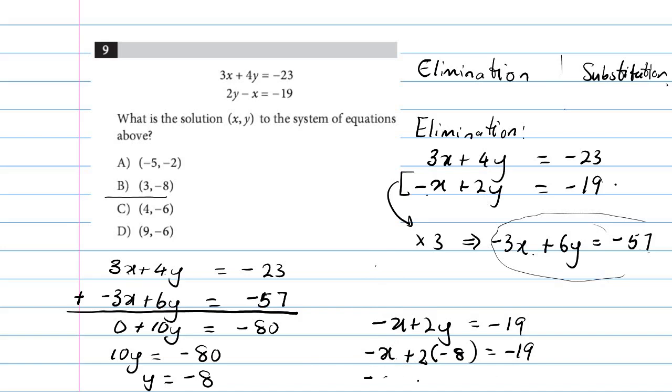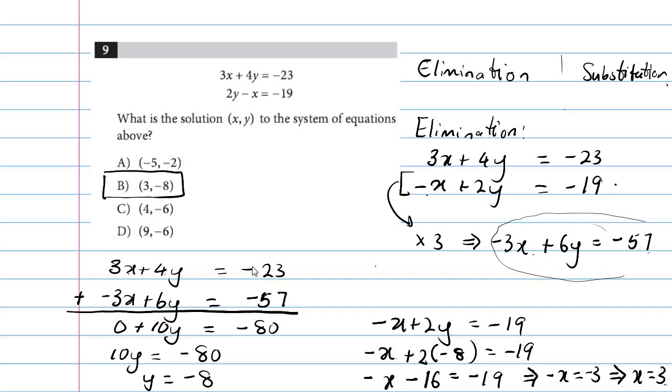So negative x, and this turns out to be negative 16 equals negative 19. You can solve this simple equation. You add 16 to both sides, you get negative x equals negative 3. You can cancel out the negative from both sides, you get x equals 3. You see, you got the answer that we were looking for. So that's one way you can do this.